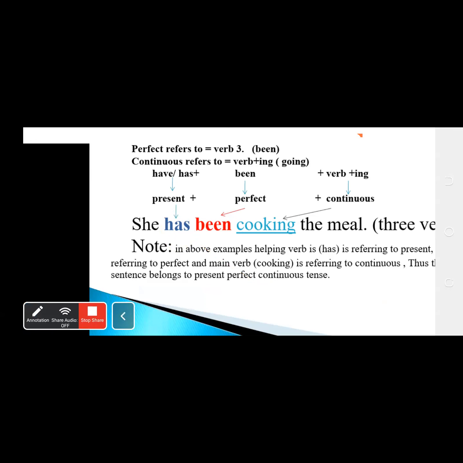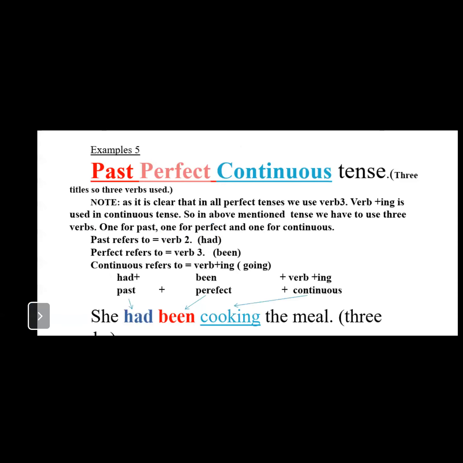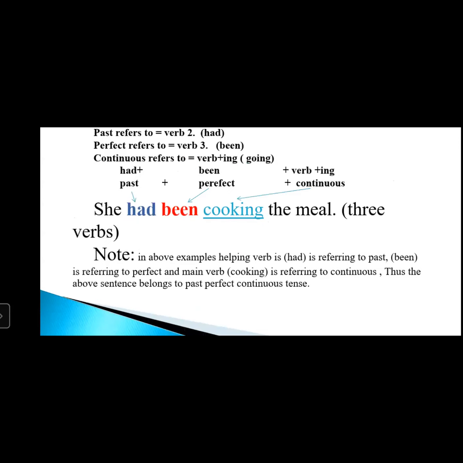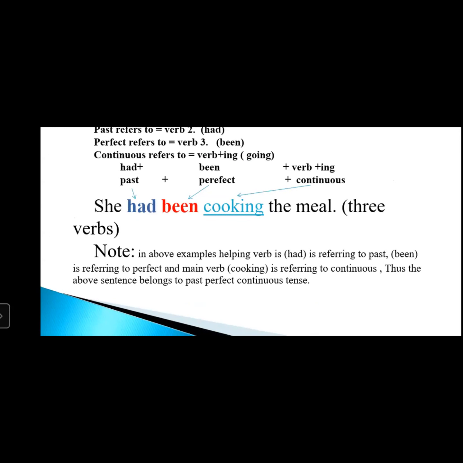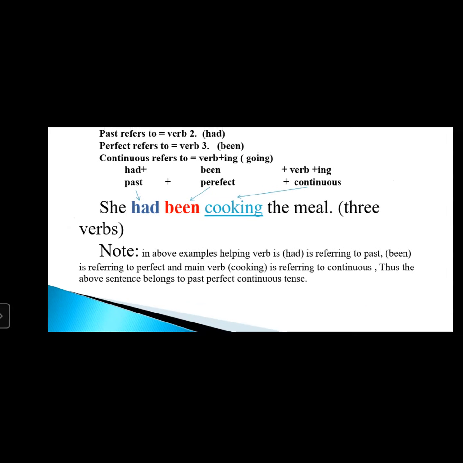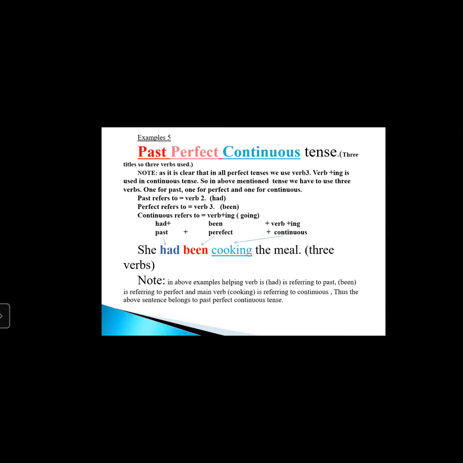Now here, see past perfect continuous. तो वही cooking is for continuous, been is for perfect, had is the second form of has. So second form stands for past, third form stands for perfect, and ing form stands for continuous. It's past, perfect, continuous. So here every verb tells its own function.